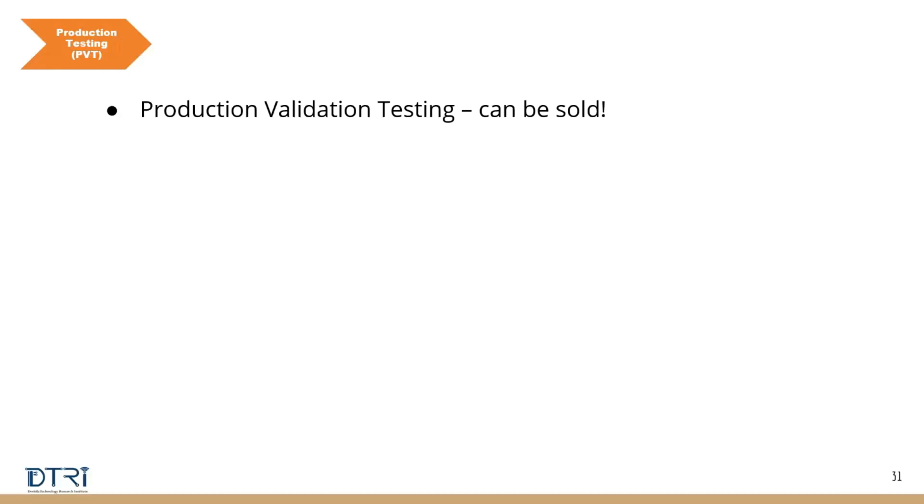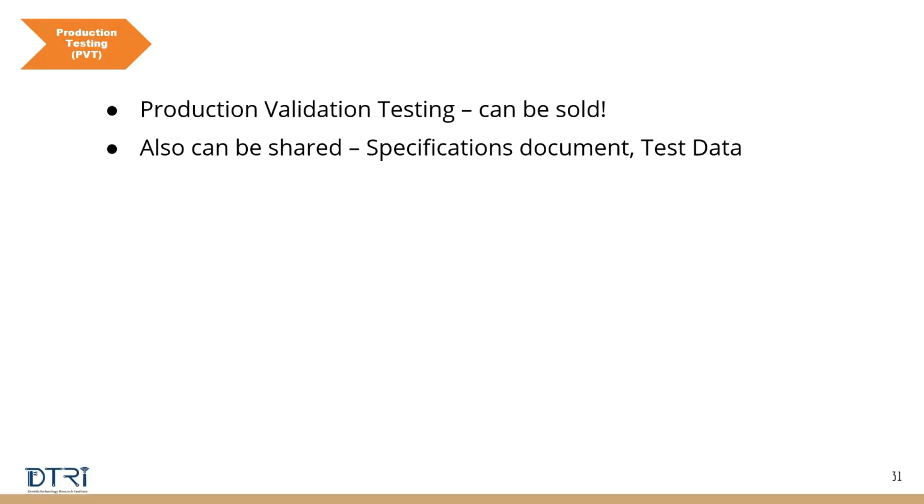Production validation testing, where you build the hardware which can actually be sold to customers. So at this stage, you can also share the specification documents and the test data with the customers. Here you have a real hardware. So PVT is the next stage. You build a real hardware here, like a production hardware, which can be sold to the customers.